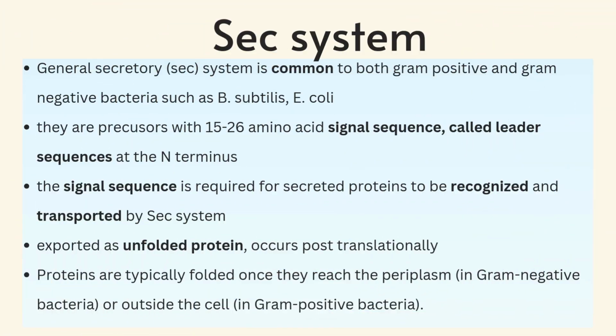The SEC system is found in both gram-positive and gram-negative bacteria like B. subtilis and E. coli. Proteins to be secreted have a signal sequence at the N-terminus, which helps the SEC system recognize and transport them. These proteins are exported and fold into their active form once they reach the periplasm in gram-negative bacteria or outside the cell in gram-positive bacteria.